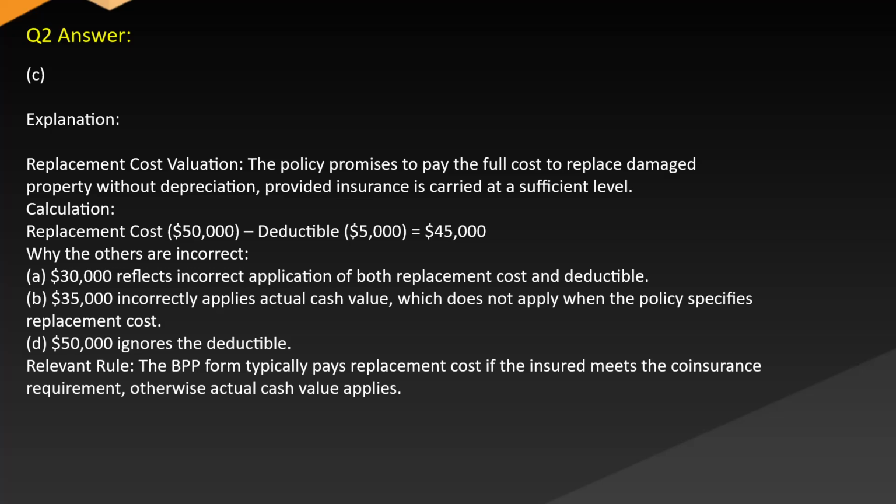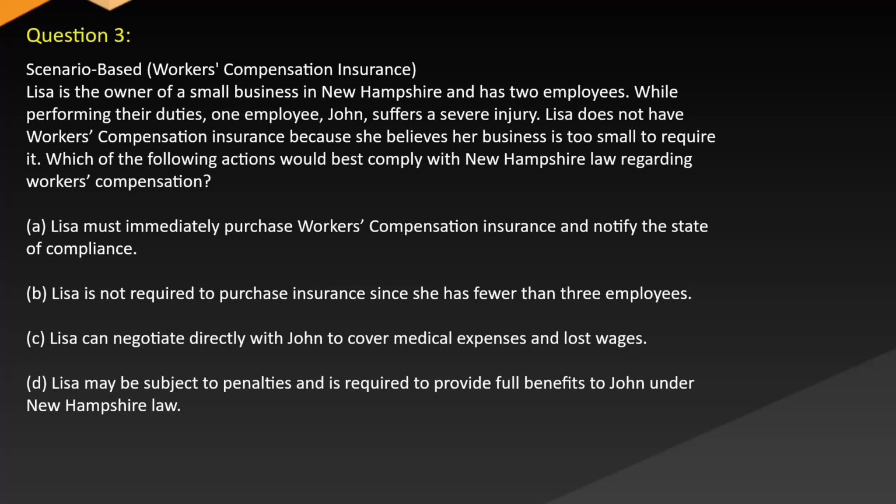A. $30,000 reflects incorrect application of both replacement cost and deductible. B. $35,000 incorrectly applies actual cash value, which does not apply when the policy specifies replacement cost. D. $50,000 ignores the deductible. Relevant rule: the BPP form typically pays replacement cost if the insured meets the coinsurance requirement, otherwise actual cash value applies.